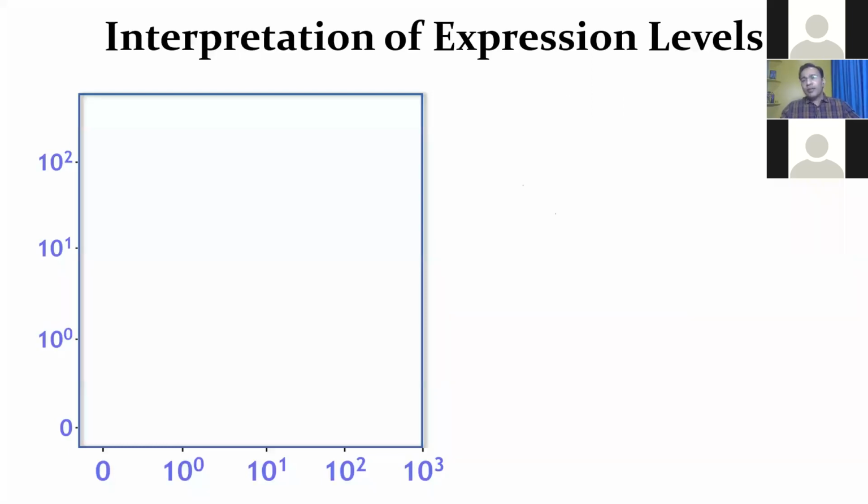So how do you interpret these levels? I am showing you. For example, this is our dot plot where we have a scale starting from 0 to 10 raised to power 3. This is a logarithmic scale. So 10 raised to 0 means 1, 10 raised to 1 means 10, 10 raised to 2 means 100, and 10 raised to 3 means 1000.